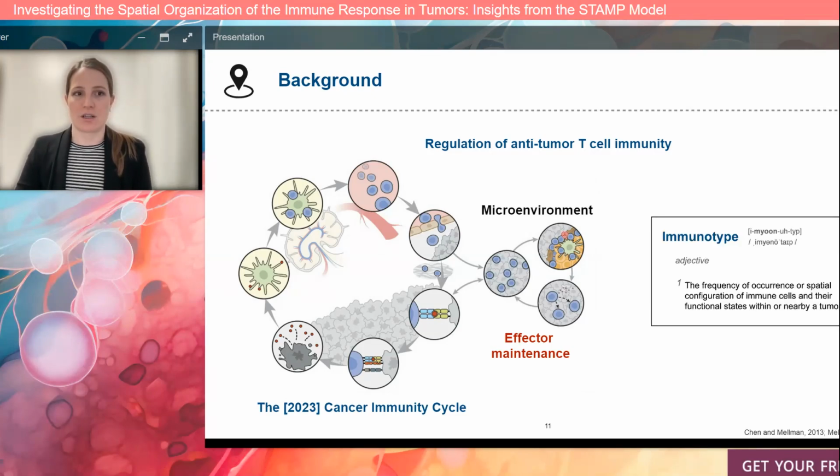And we use the term immunotype, which refers to the frequency of occurrence or spatial configuration of immune cells and their functional states within or nearby a tumor. And different tumors can have distinct immunotypes based on the types, densities, and locations of immune cells present in the tumor microenvironment. So why is the biology of immunotypes important?